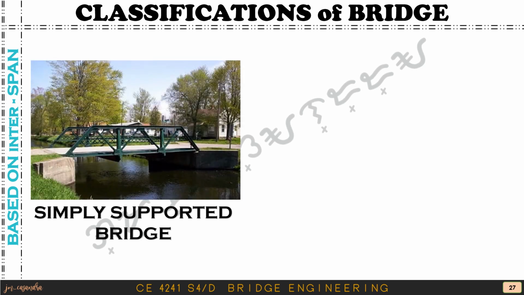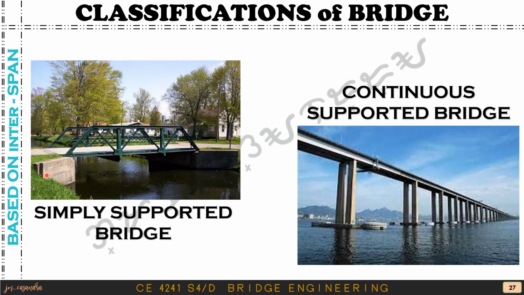So here is an example of a simply supported bridge. Take note that it is usually for short span bridges. It's supported on the ends. We only have two supports for the bridge. And we have a continuous supported bridge, wherein we have several supports in between the span or the entire length of the bridge.